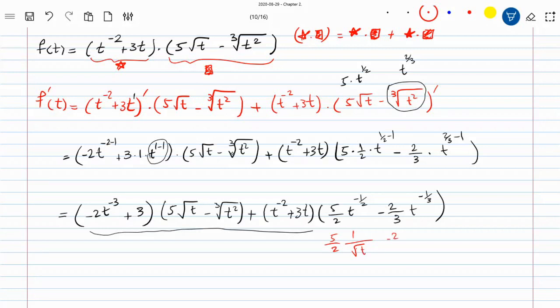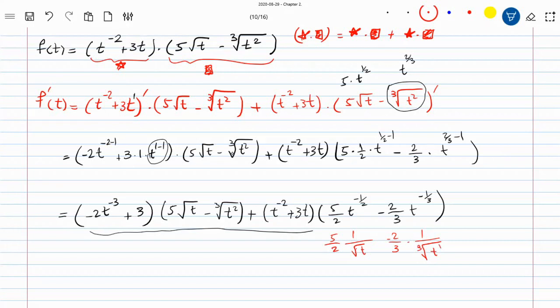And here you can write this as negative 2/3 times 1 divided by t to the 1/3. But what is t to the 1/3? It is the cube root of t to the power 1. So you can write this as the cube root of t to the power 1.